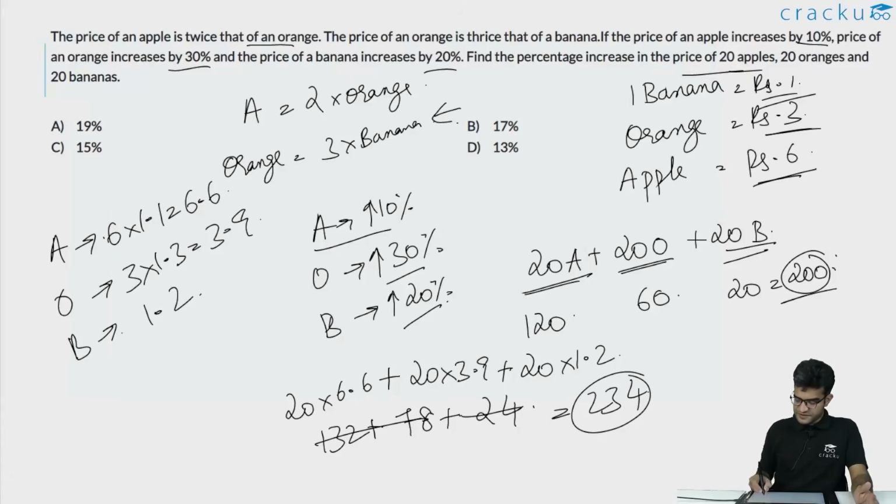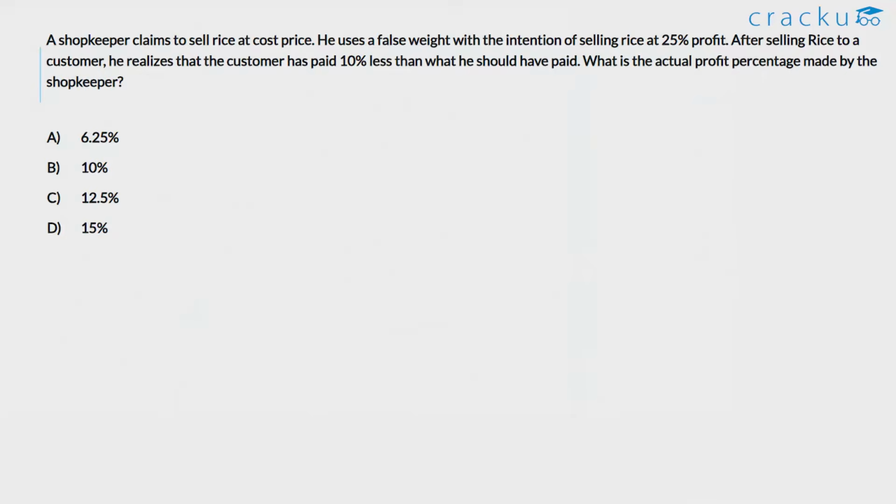The original price was 200, now it is 234. So the percentage increase will be 34 divided by 200 into 100, which is equal to 17%. So the correct answer is option B.